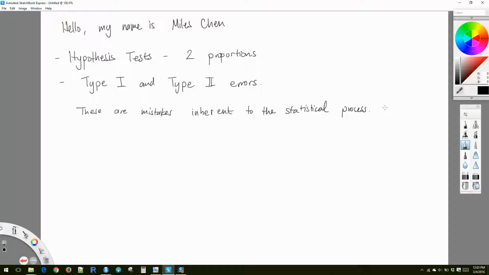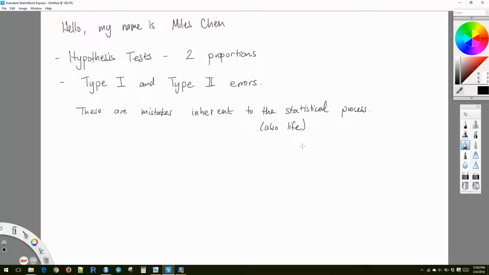And really, they're inherent to not just the statistical process, but to our lives as a whole, okay? Anytime we have to make a decision about doing something, we're either going to decide to do it or decide not to do it, okay? And if you decide to do something, it could turn out to be a mistake. And if you decide not to do something, it could also turn out to be a mistake not to do something, right?